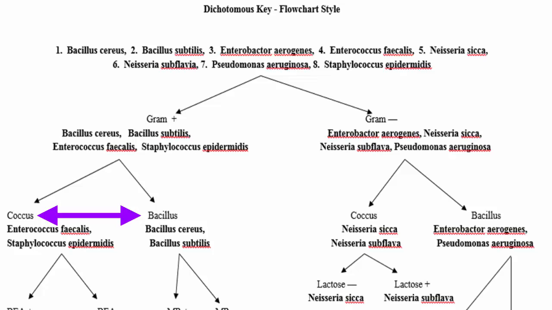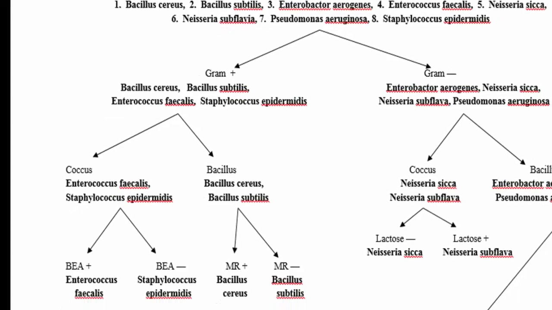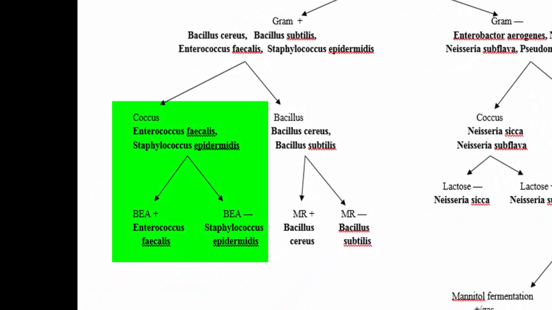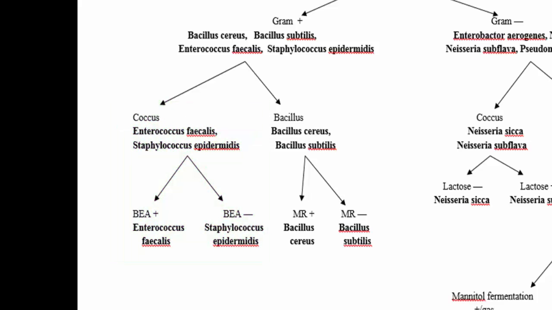Enterococcus faecalis and Staphylococcus epidermidis are gram-positive cocci. Bacillus cereus and Bacillus subtilis are gram-positive bacilli. I then want to look at my gram-positive cocci. What would separate my gram-positive cocci from each other? I see that a bile test would separate them because Enterococcus faecalis is bile positive, while Staphylococcus epidermidis is bile negative. The same thing I would do with the gram-positive bacilli.